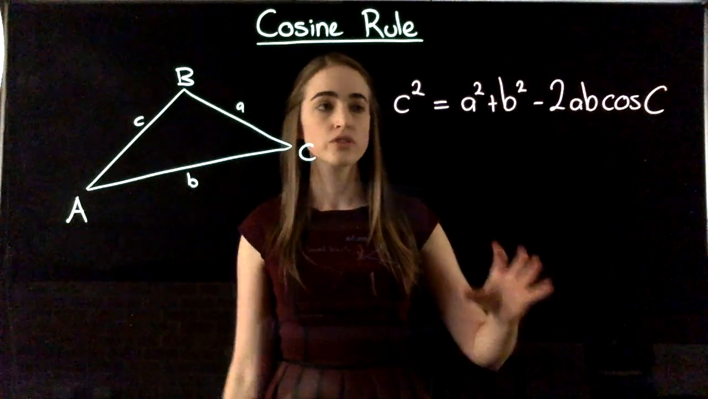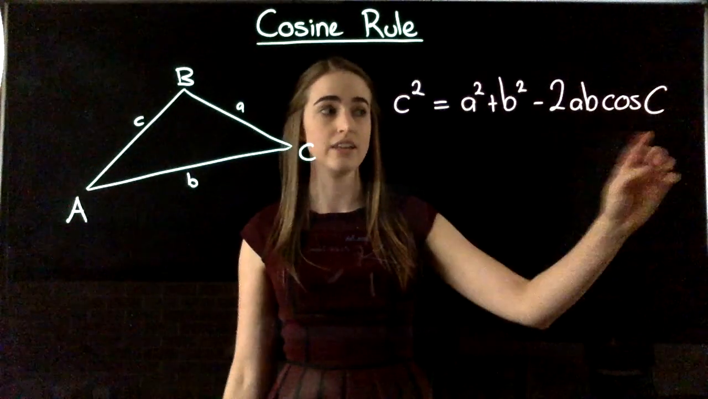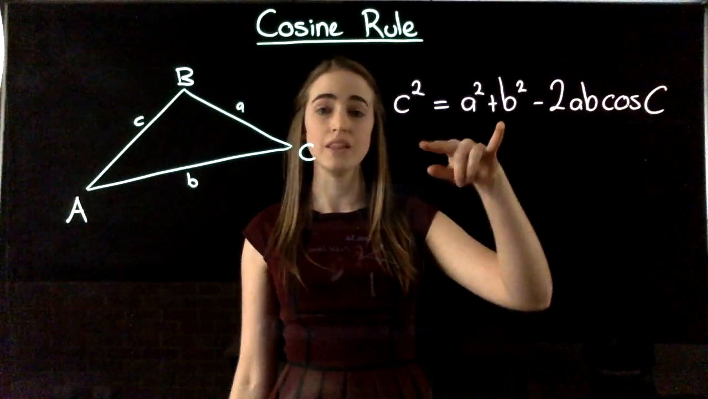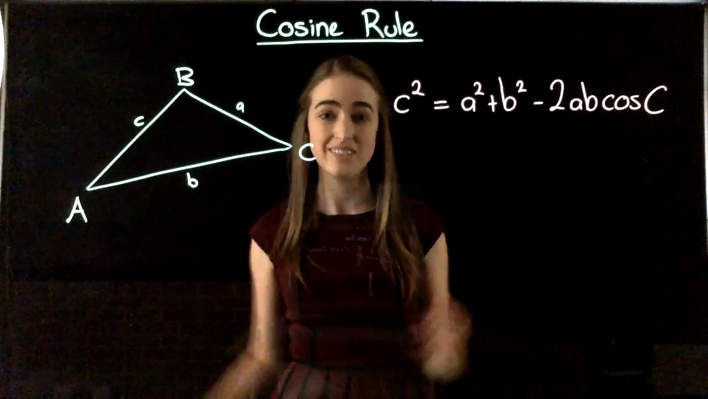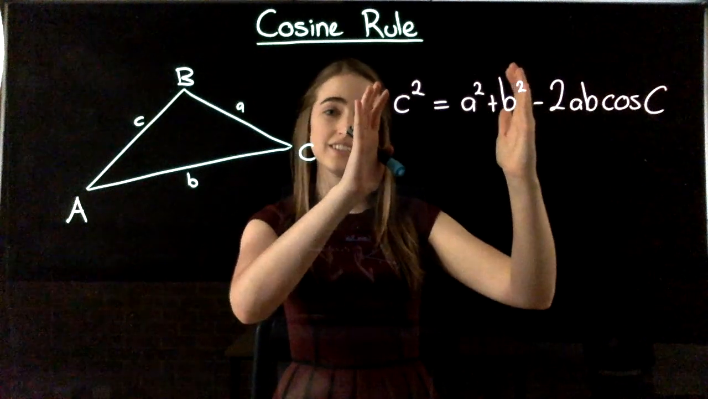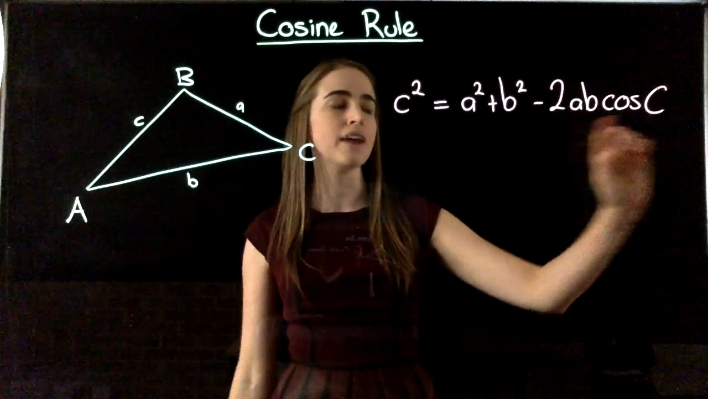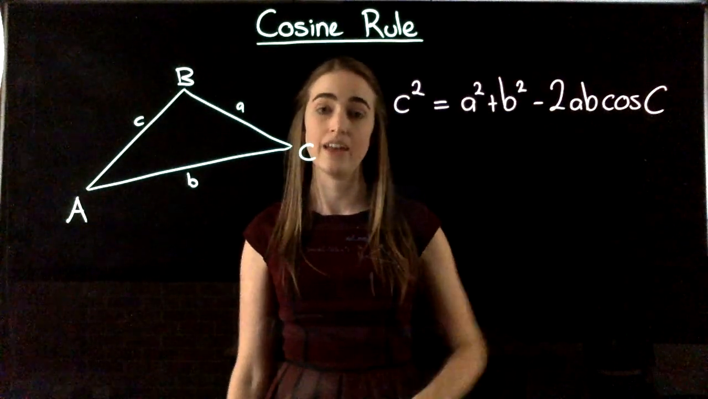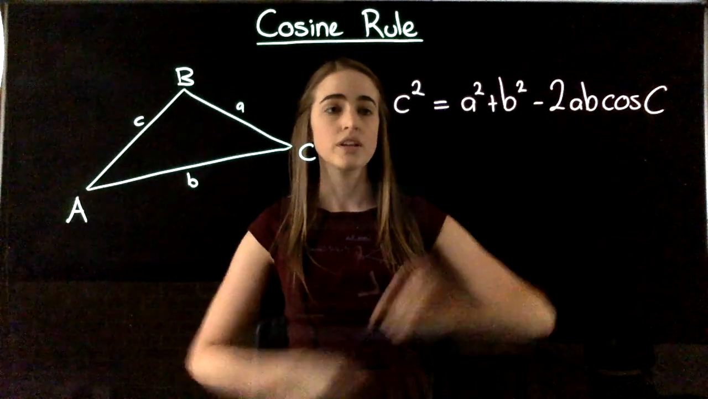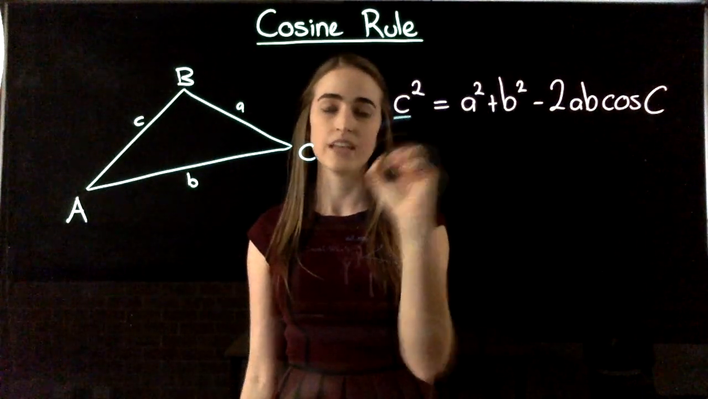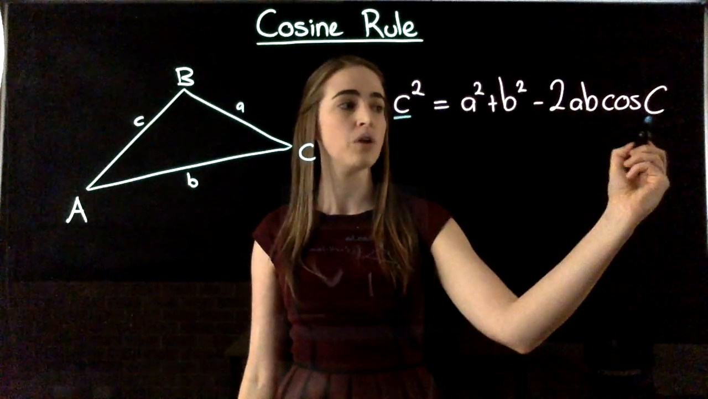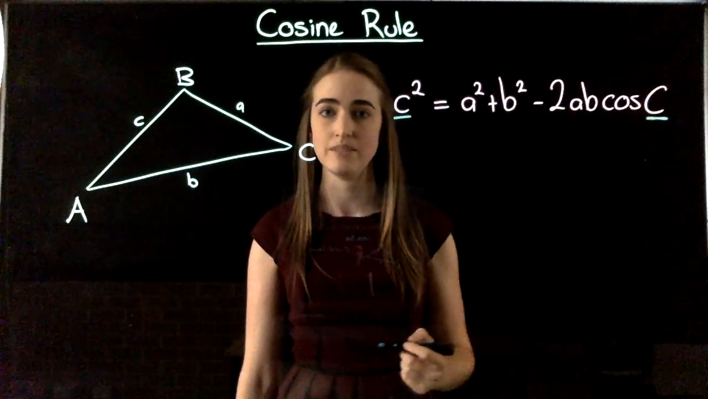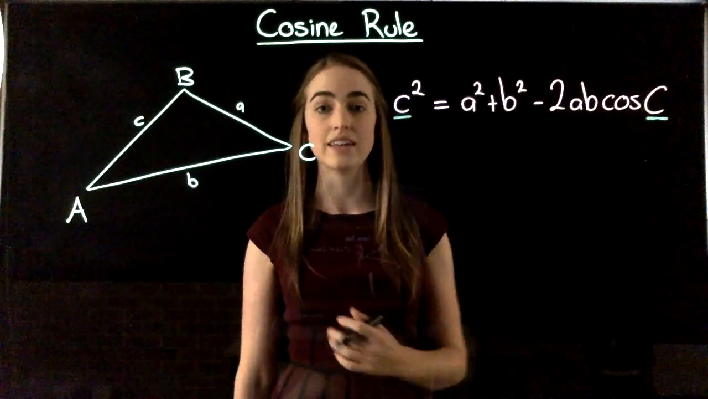So our cosine rule is written here, and it starts off looking a little bit like Pythagoras' theorem. So we've got c squared equals a squared plus b squared. That bit is Pythagoras' theorem. And then we've also got this minus 2ab cos C on the end. What's important is that this c here, representing the length of one of the sides, has to be opposite the angle that we used down here. So let's have a look at what that looks like in an example.